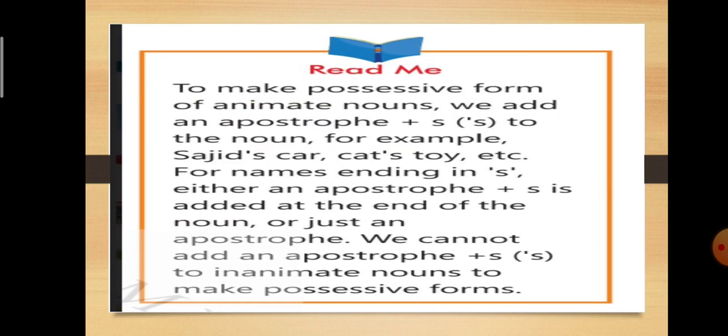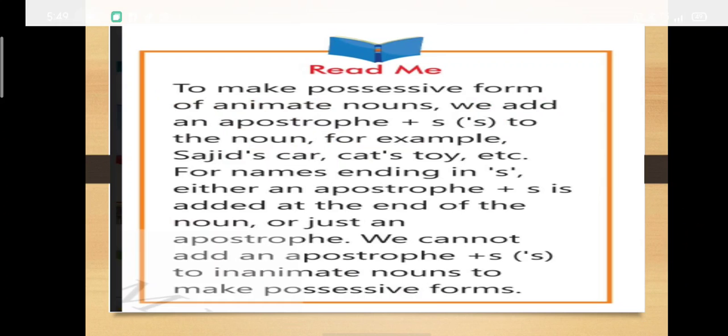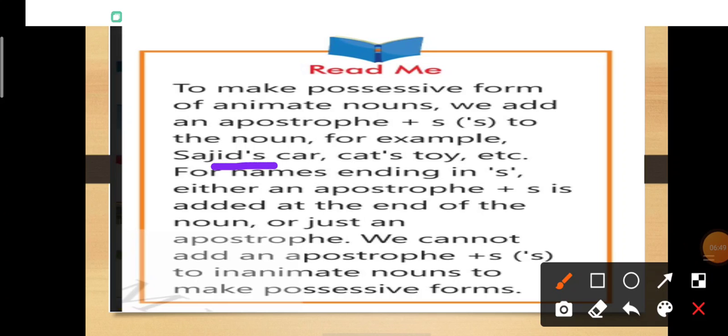So to make possessive form of animate nouns, we add the apostrophe s to the noun. For example, Sajid's car, cat's toy. In these examples, Sajid's car, we have added apostrophe s with Sajid. Cat's toy. So that shows possession. Apostrophe s shows possession. किसकी है?